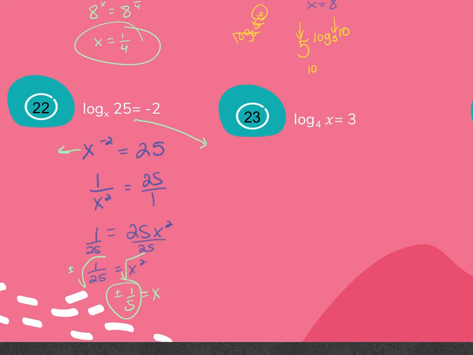23? 4 to the 3 equals x. What's 4 to the third? 64. Easy peasy. Sometimes you don't know what order you're getting them in. You're like, holy crap, the end's hard. And then you're like, oh, all of a sudden there's one that's totally easy. That's how logs work. And then you'll get one in the easy part and you'll be like, what the heck's that? Now the first one was like backwards.